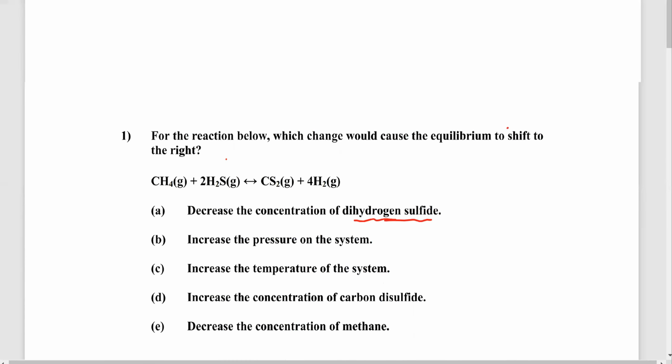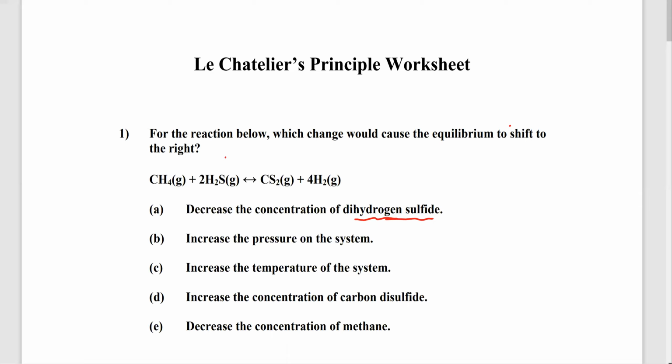What's the other option? Increase the pressure on the system. If you increase the pressure, then the side with fewer gas moles is favored. Which side has fewer gas moles? The one on the right has more, it has 5 moles in total, and the one on the left has only 3 moles in total, right? So it's going to go in the backward direction, right?